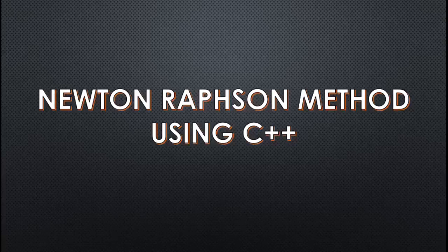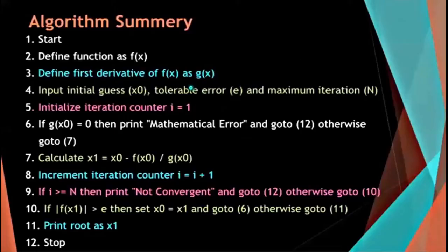In this video, let's see the Newton-Raphson method using C++. Before going into the program, let's go into the algorithm. Step 1, start. Step 2, define the function as f of x. Step 3, define the first derivative of f of x as g of x, which needs to be solved. Step 4, input initial guess x0, tolerable error e, and maximum iteration n.